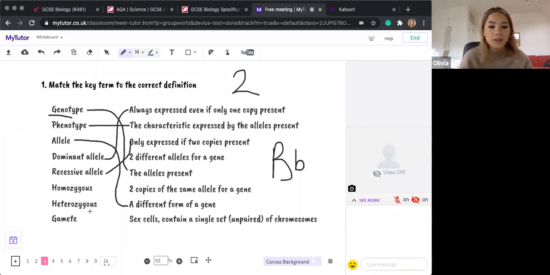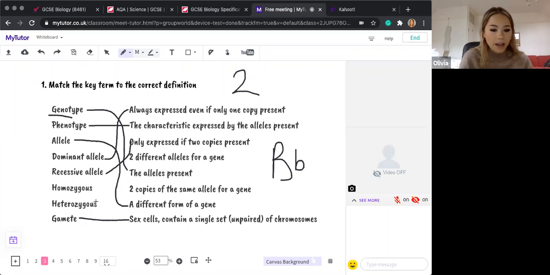So what else have we got left? We've got gamete. A gamete is just a sex cell. They contain a single set of chromosomes. That links to what we did last lesson, when we had a look at meiosis and saw that gametes are made from meiosis.